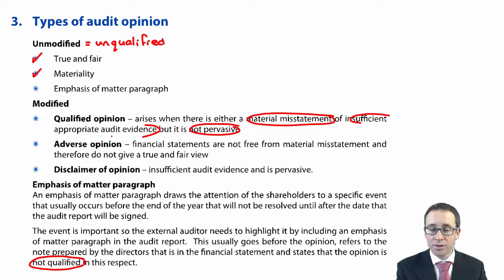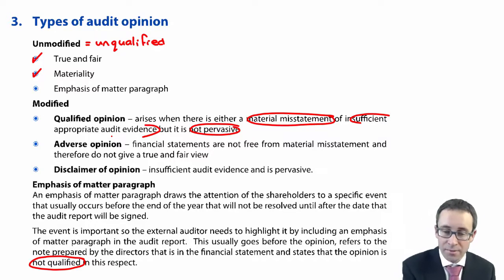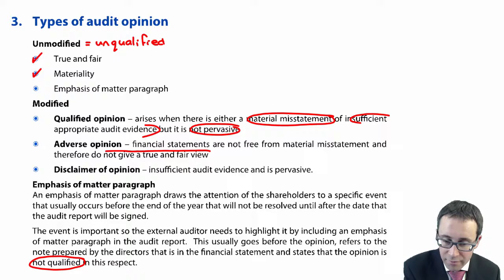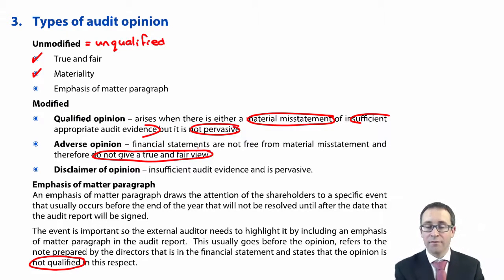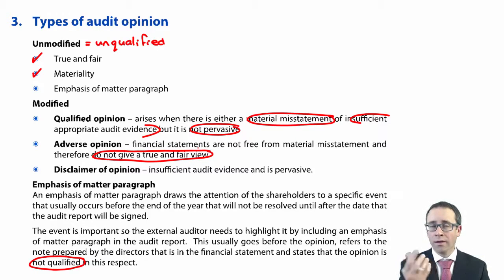An adverse audit opinion is when the financial statements are not free from material misstatement and do not give a true and fair view, okay. So qualified is essentially over one particular balance, but an adverse opinion is whereby there are maybe several balances that are materially misstated, and therefore there is not a true and fair view, okay.